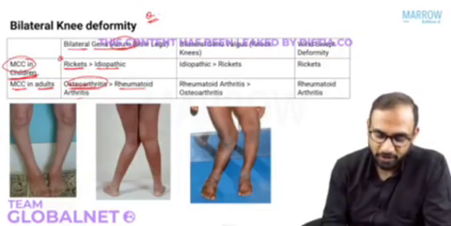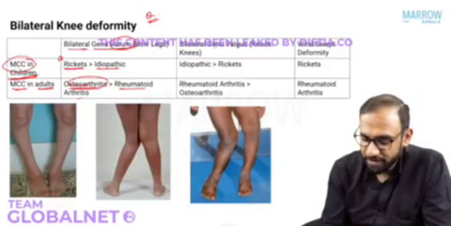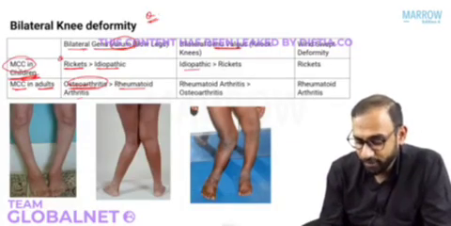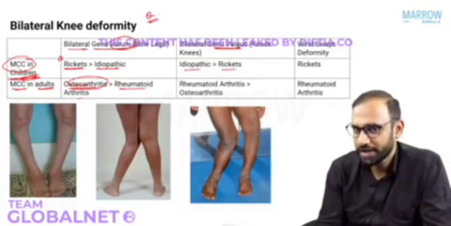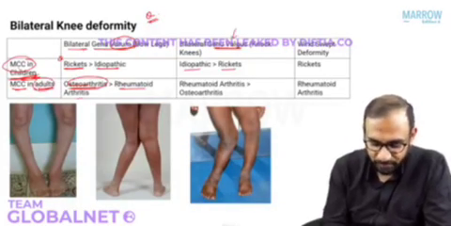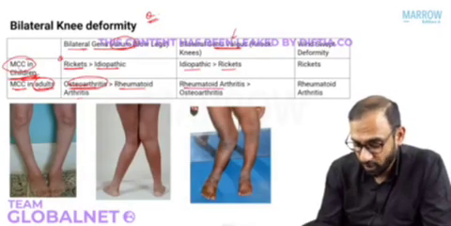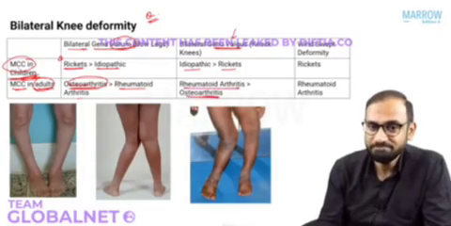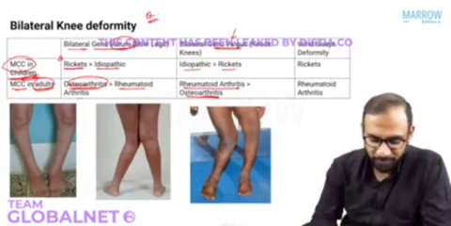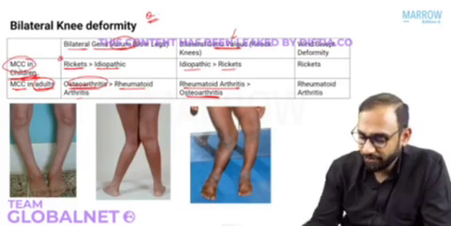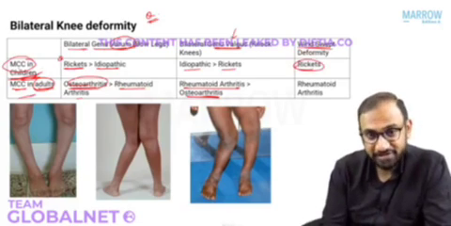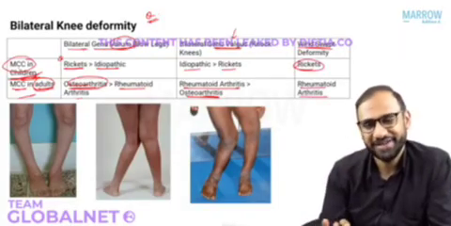Next set of MCQs. What is the most common cause of bilateral genu valgum in children? What should you mark? Idiopathic more than rickets. Then what is the most common cause of bilateral genu valgum in adults? Then you should mark rheumatoid more than osteoarthritis. Remember this. Rheumatoid more than osteoarthritis. The last MCQ: what is the most common cause of wind-swept deformity in children? You know this. Answer is rickets. And in adults, you know this. Answer is rheumatoid arthritis. Okay?